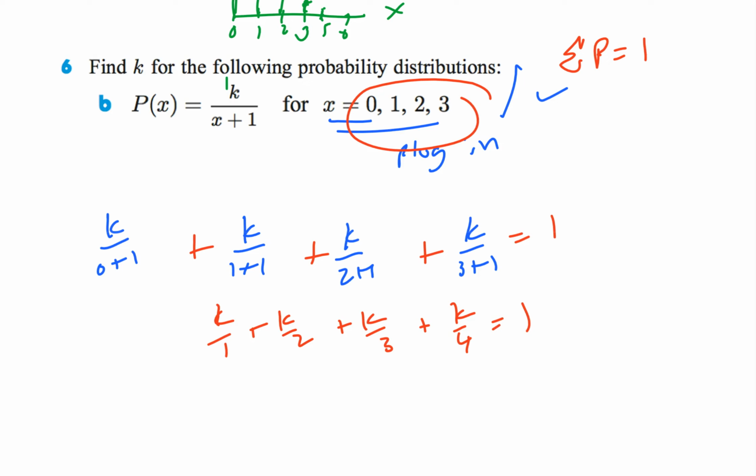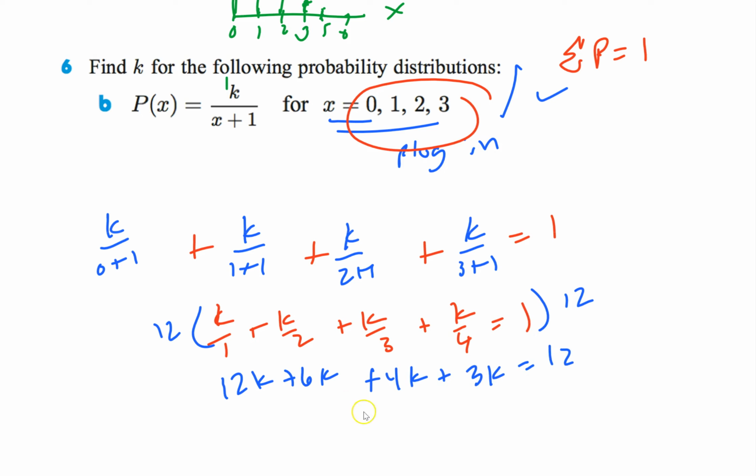Now if you want to solve it, the easiest way to solve this thing would be to multiply everything by the LCD, which in this case would be 12. Multiply everything by 12, you get 12K plus 6K plus 4K plus 3K equals 12. So 25K equals 12. K equals 12 over 25.